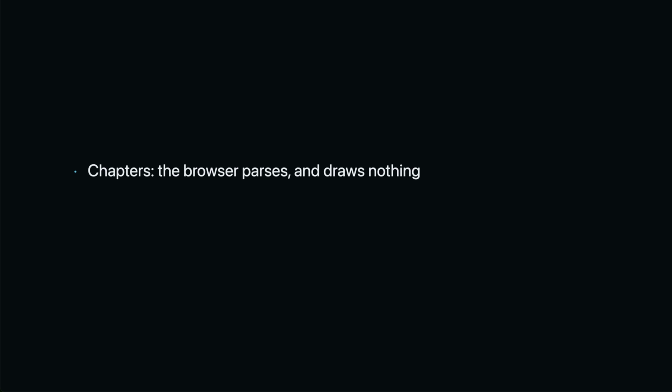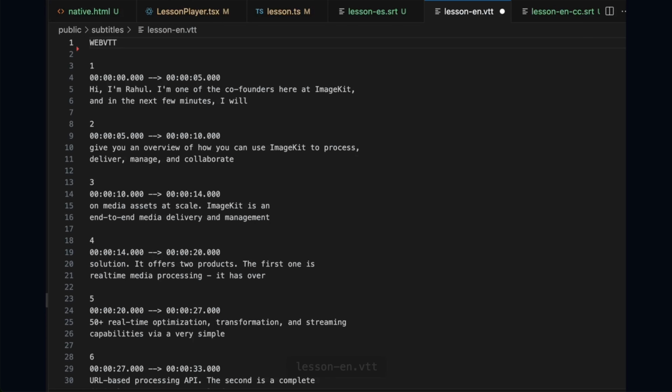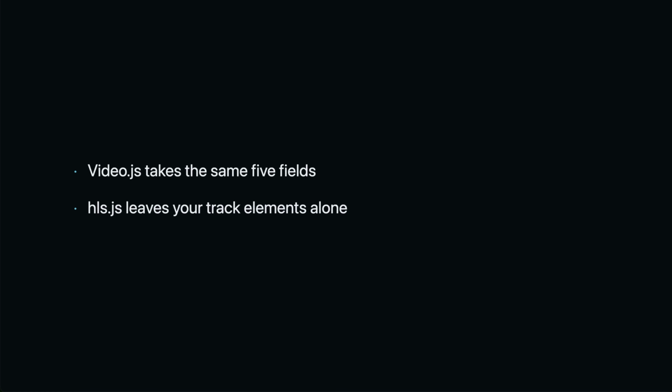This is different from chapters. With chapters, the browser will parse your file and then not draw anything, so you end up having to build the interface yourself. Subtitles get a real native interface in every major browser. And if you already have a player, the shape of the data stays the same. Video.js takes a tracks array with those same 5 fields. HLS.js only handles the manifest, so your track elements keep working exactly as they are. And if your playlist already declares subtitles inside the manifest, HLS will pick them up automatically.